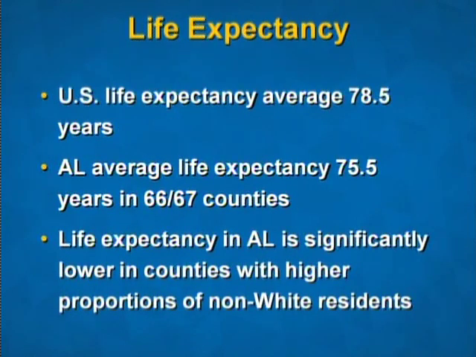Life expectancy metrics can vary drastically by geography, but they are very useful in examining how environmental, political, socioeconomic, and structural conditions impact health. In Alabama, the average life expectancy is 75.5 years, which is 3 years less than the United States average life expectancy of 78.5 years. In 66 of Alabama's 67 counties, the average life expectancy is below the United States average, and it is significantly lower in counties with higher proportions of non-white residents.